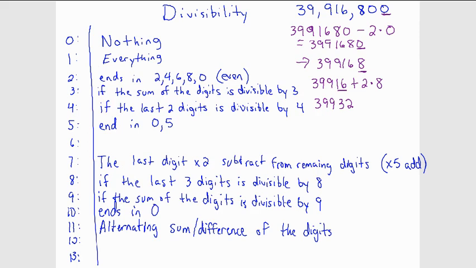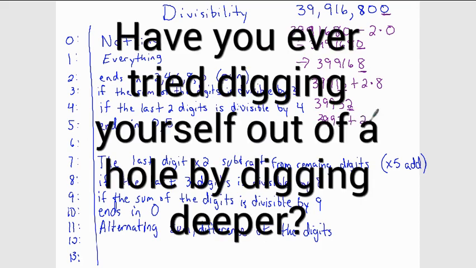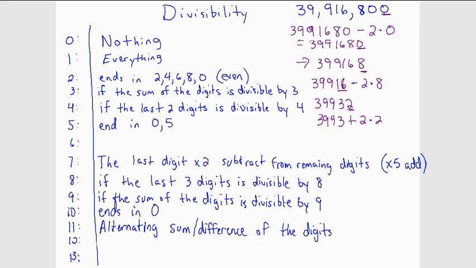Well, let's do it one more time. Still no word yet. So 39, 9, 3 plus 2 times 2. And I just realized I'm supposed to subtract. So that's a computational error on my part. I apologize for that. So let's subtract.